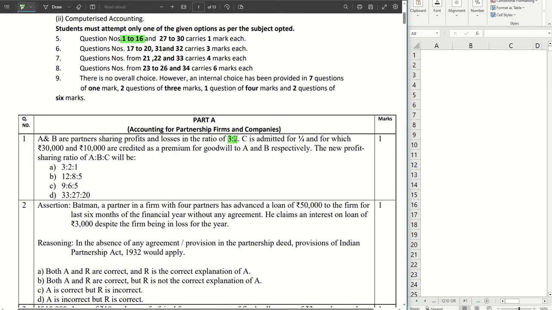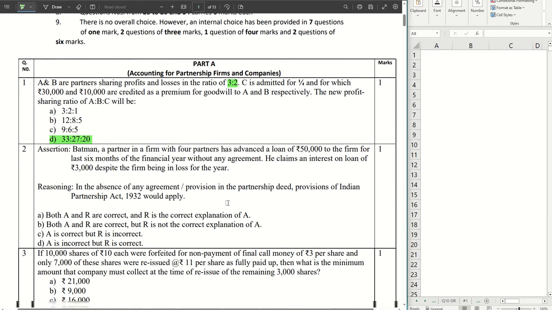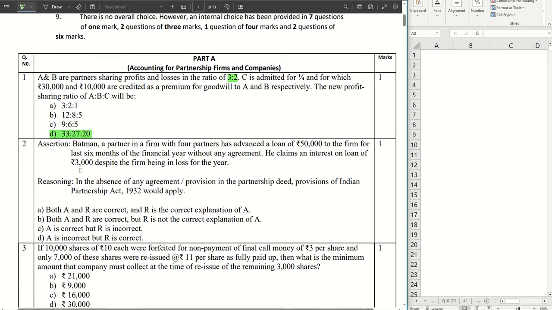For B, 2 by 5 minus 1 by 16. So 2 into 16 is 32 and 1 into 5 is 5. So 32 minus 5 is 27, which is also here. And for C, 1/4 means 20 by 80, right? So 20 is also here. So option D is your correct answer for this one. Let's move on to the next one.